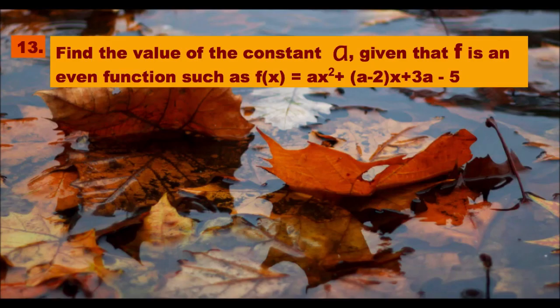Find the value of the constant a, given that f is an even function such that f of x equals ax squared plus (a minus 2) x plus 3a minus 5.